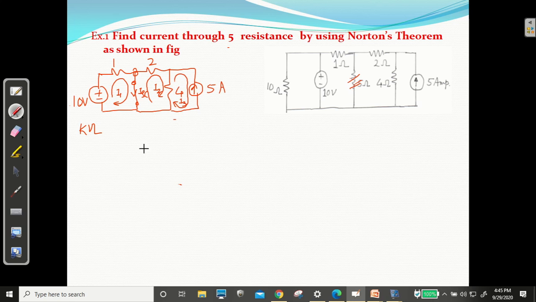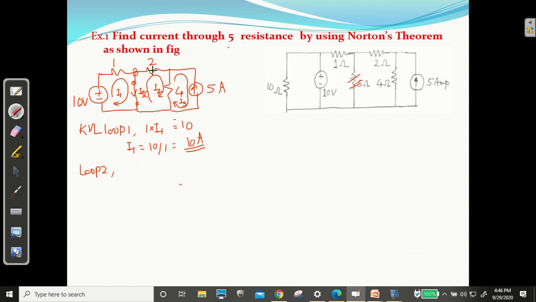We have 3 loops. I am writing KVL in loop 1. In this loop, I1 is flowing through the 1 ohm only. Clear? And there is nothing else here, I2 is not there, no resistance, so it equals 10. So I got I1 equal to 10 upon 1 equal to 10 ampere. I got it. Loop 2.